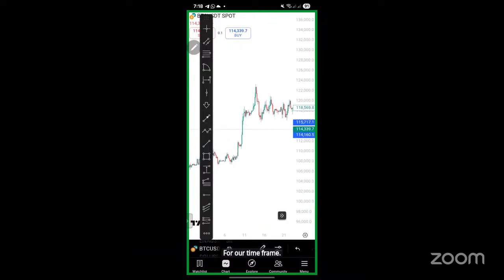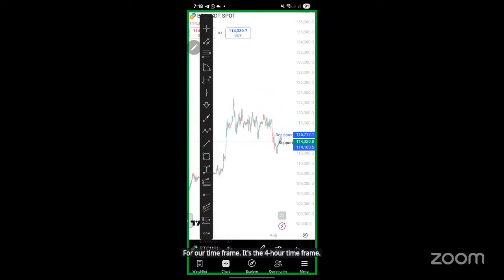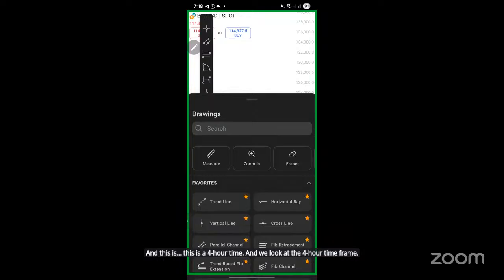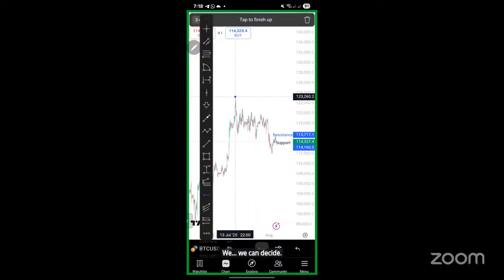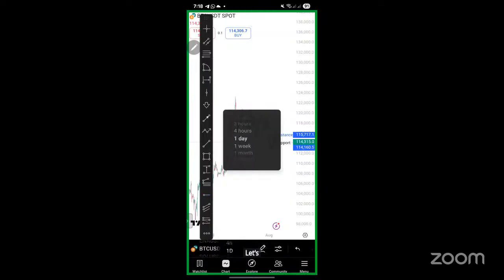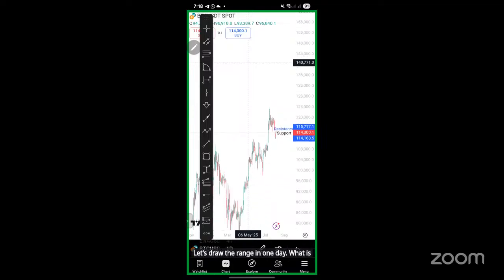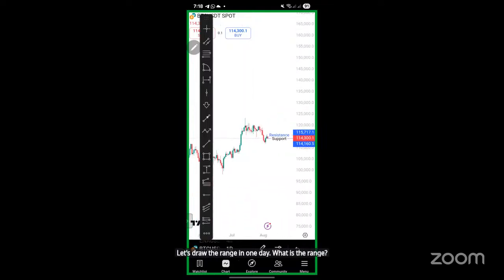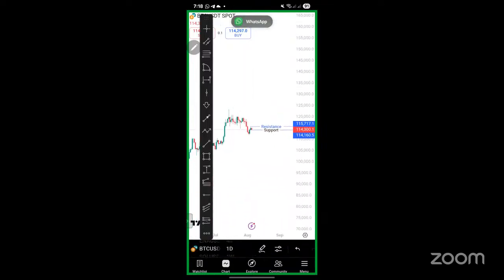This is the 4-hour time frame. And when you look at the 4-hour time frame, we can decide to draw our range. Let's draw the range in 1 day. What is a range? A range is that area of focus where you're going to make your analysis.